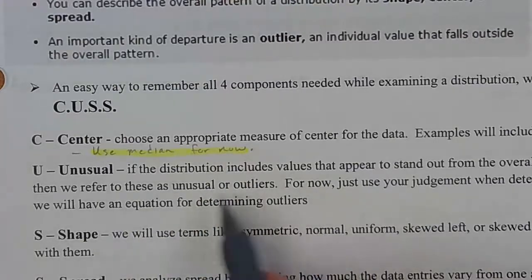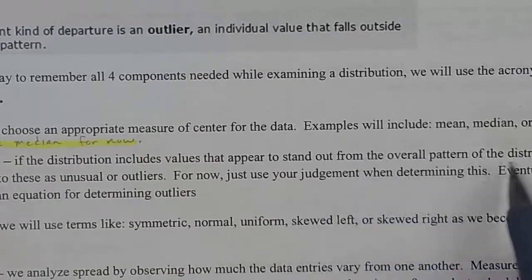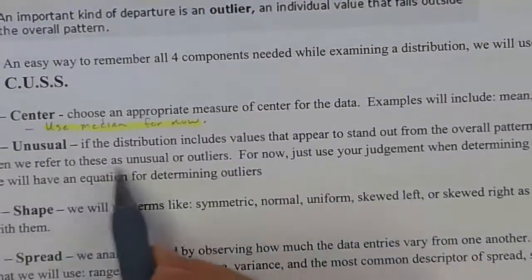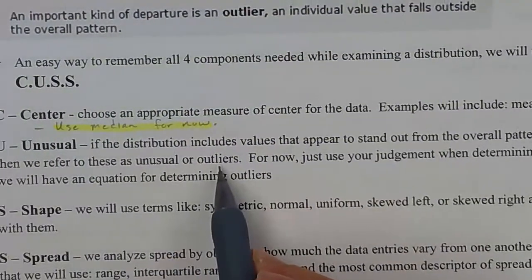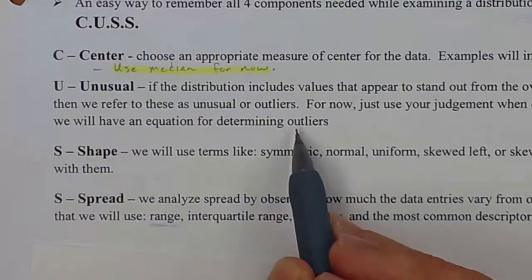U is for unusual. If the distribution includes values that appear to stand out from the overall pattern of the distribution, then we refer to these as unusual or outliers. Eventually, we're going to have an equation for that. For now, you just use your eyes and your intuition to figure it out. So just use your judgment when determining this. We'll have an equation for this later.